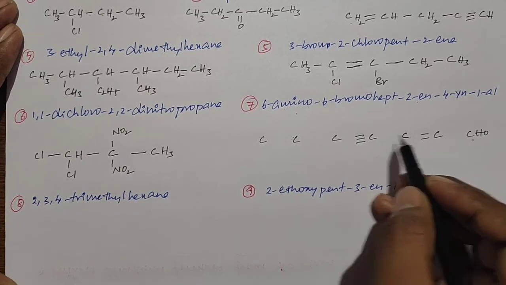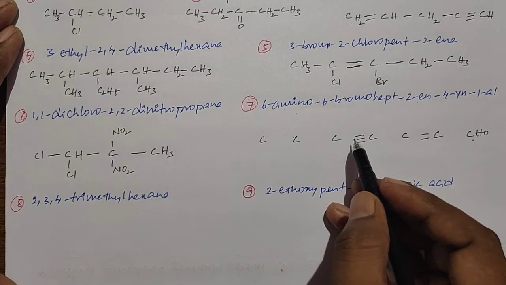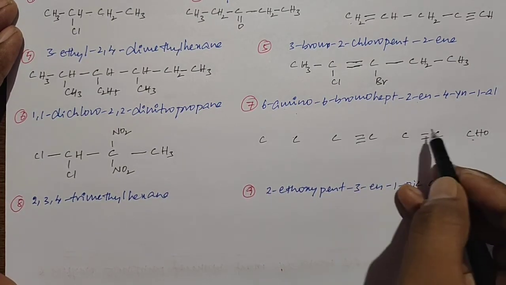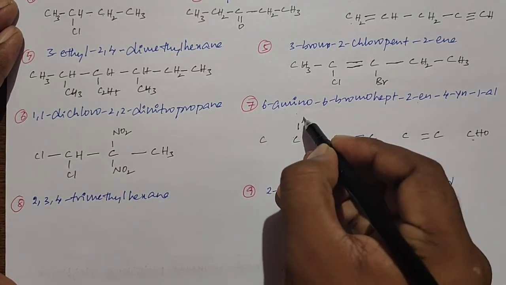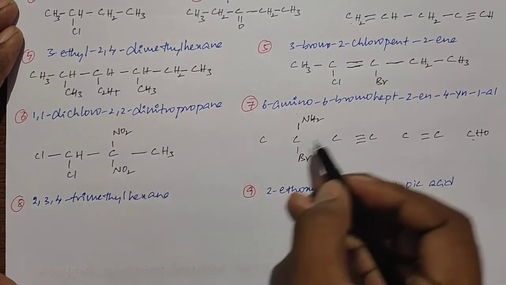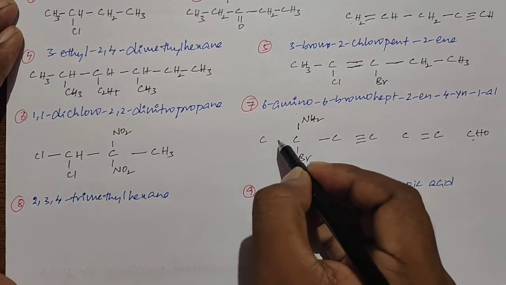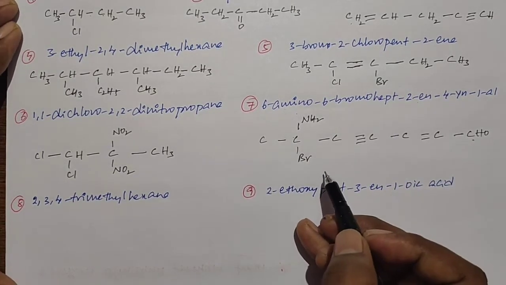Next, the primary prefix is done, and the secondary prefix we have 6-amino, 6-bromo. 1, 2, 3, 4, 5, 6. At the 6th carbon we have the amino group and bromine also. So the remaining are filled with single bonds, and we kept all things here.